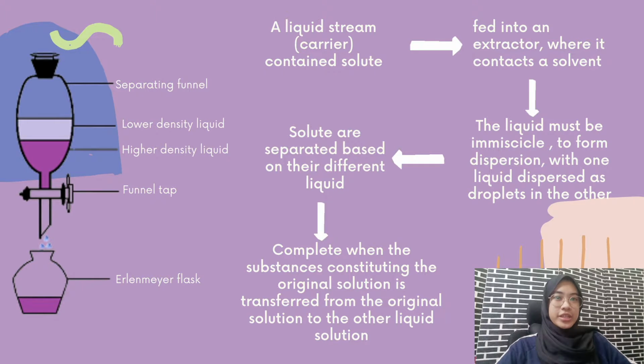Solutes are separated based on their different solubilities in different liquids. Separation is achieved when the substances constituting the original solution are transferred from the original solution to the other liquid solution. There are several types of solvent extraction. The first one is solvation extraction, the second one is cationic extraction, and the third one is anionic extraction.